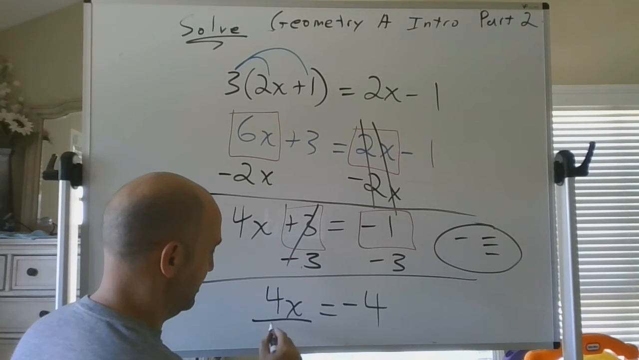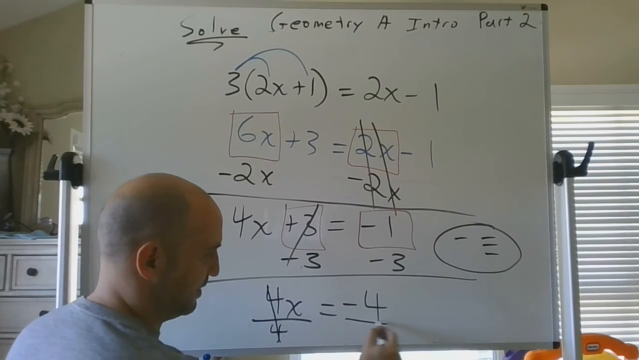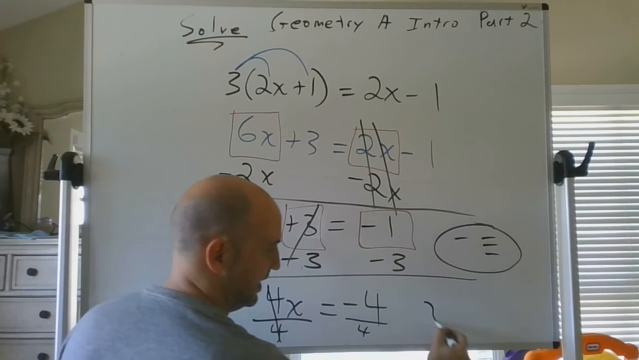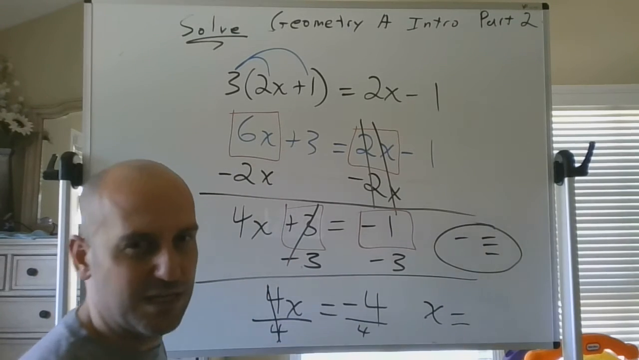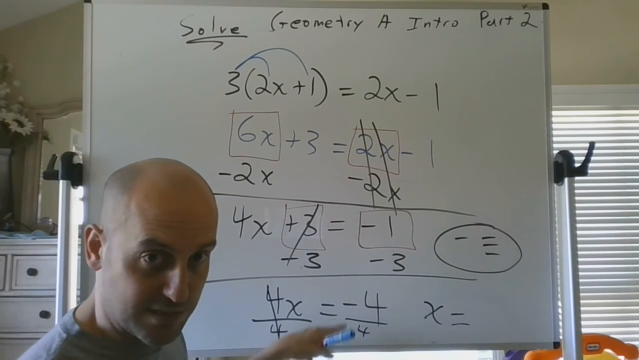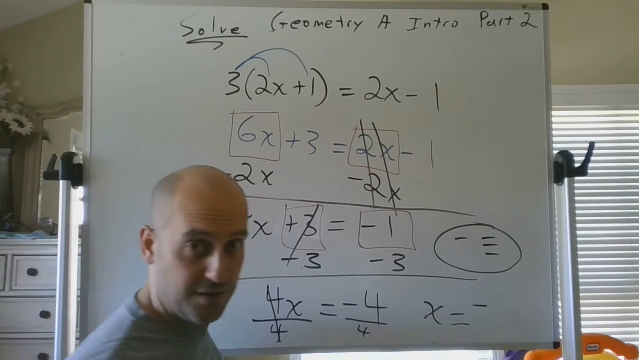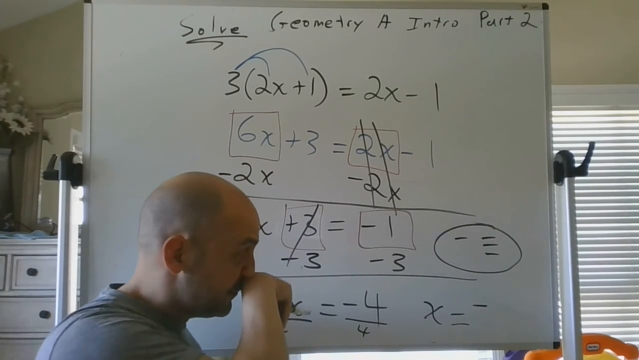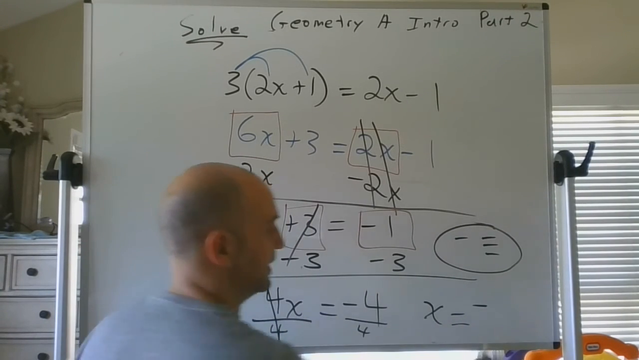All right, last thing. Divide by 4. Divide by 4. And now we have x equals negative 4 divided by positive 4. Different signs. I'm dividing different signs. That's going to make it negative. And then negative 4 divided by 4. 4 divided by 4 goes into it one time.